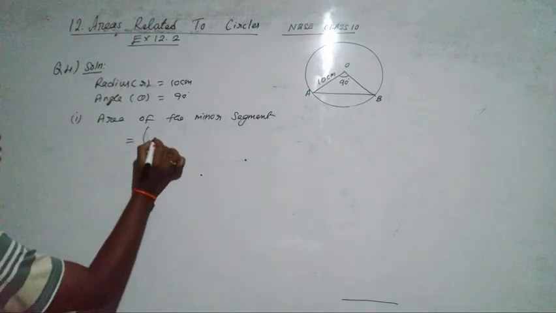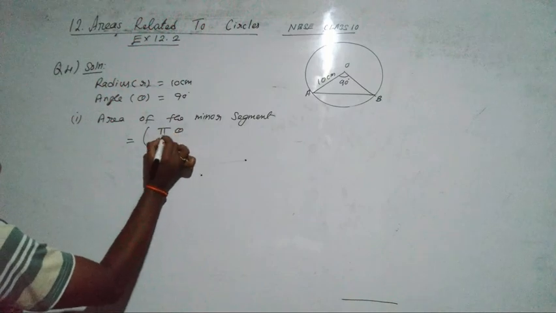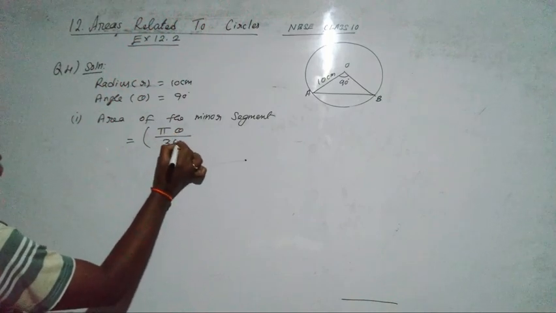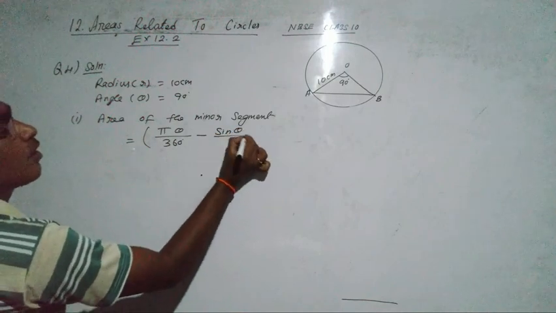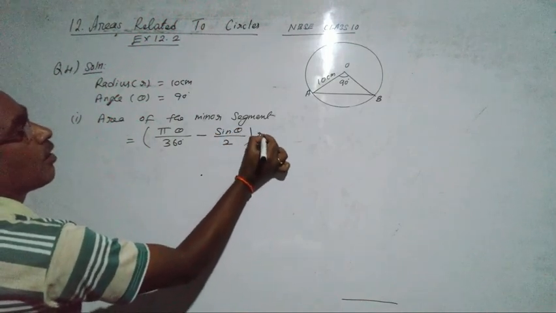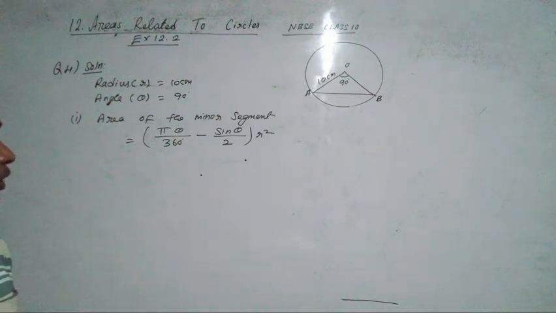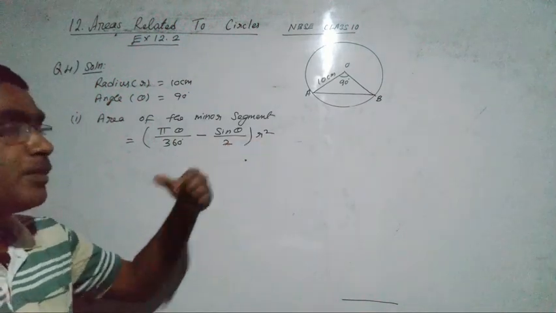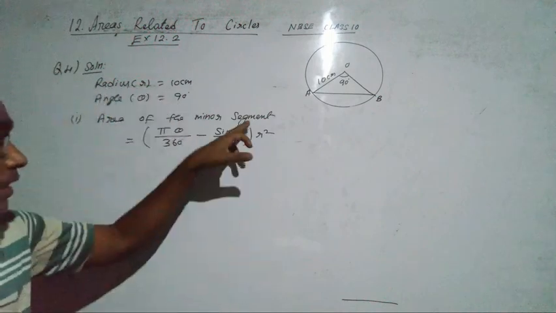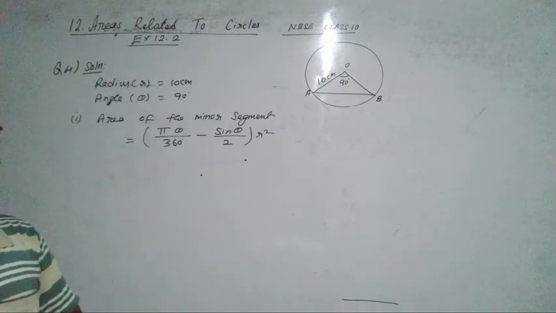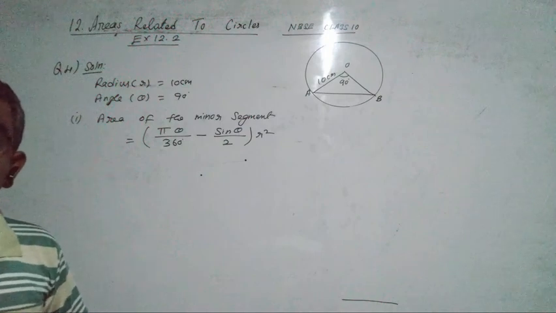Area of minor segment formula: pi theta by 360 minus sin theta by 2 r square. This is a formula we know. Area of the segment, sector is different. Sector becomes theta by 360 into pi r square. It is segment: pi theta by 360 minus sin theta by 2 r square.